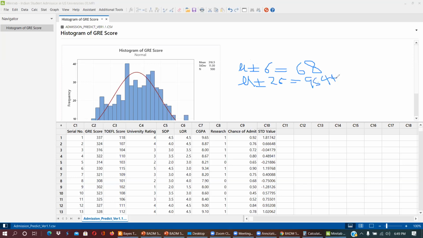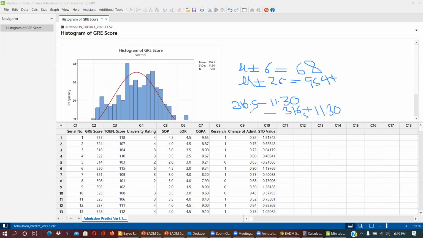Now I'm just going to do one simple calculation. Mu is 316.5 minus 11.30 to 316.5 plus 11.30. So this is 0.5.